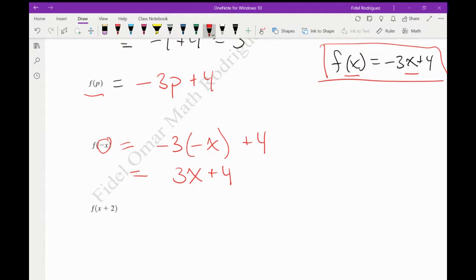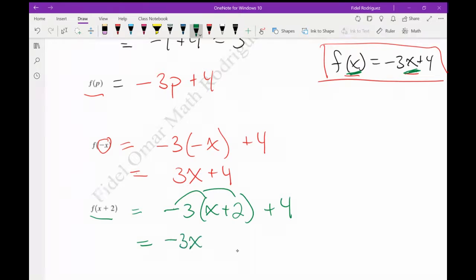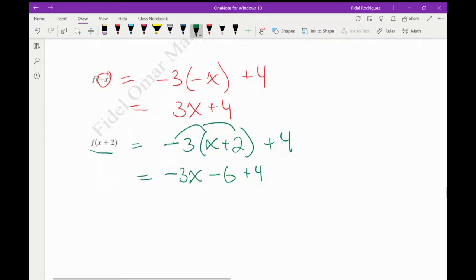And then we got one last one. f of x plus 2. So again, I'm going to come back over here, and everywhere I have an x, I'm going to replace it with an x plus 2, plus 4. And so this is going to give me negative 3x minus 6 plus 4, which is just negative 3x minus 2.